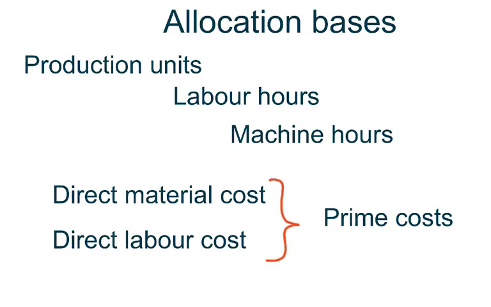We have different methods or different bases to allocate our overheads. First of all, we can use the production units. So then we look at the total number of units. We will take our total manufacturing overheads and divide it by the total number of units. We can also use labor hours or machine hours. Labor hours are then your human hours, machine hours, like the word is saying, your machine. All right, then we can also use the direct material cost and the direct labor cost separately, or we can add it up and we say we use the prime cost.